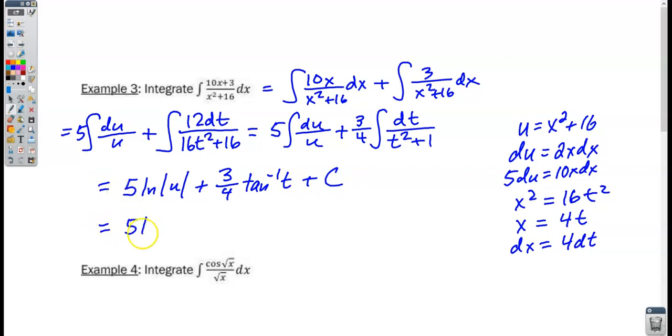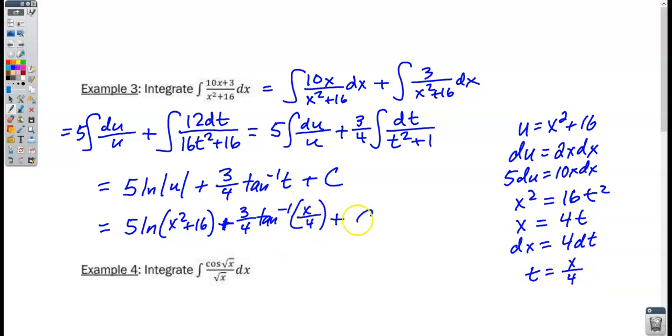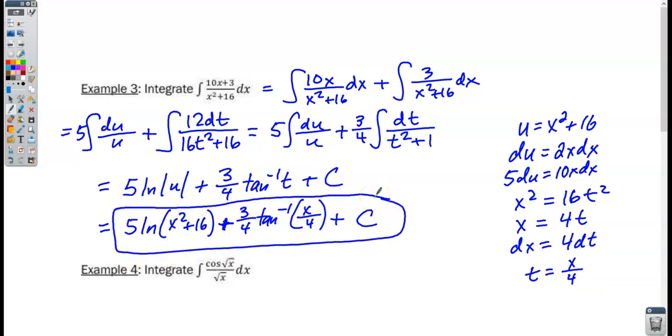And this is going to be equal to 5 natural log of x squared plus 16, which is always positive, so I don't need the absolute value signs there in my natural log. Plus 3/4 arctangent of t, and since x is 4t, that means t is equal to x over 4. And there's my integral for that one. Pretty tricky one right there.